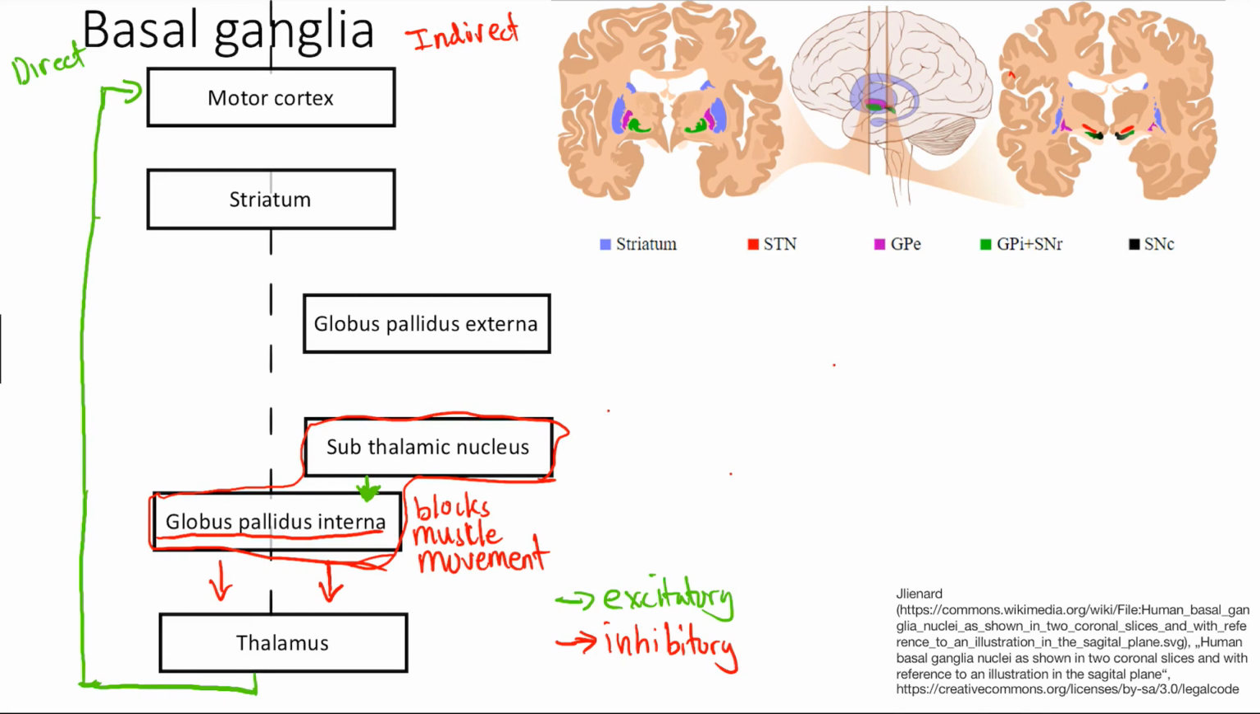Direct pathway is striatum directly to the globus pallidus interna, and it's going to send inhibitory signals there. So you're going to take out the blocker of muscle movement. You're removing that, so you're actually going to be promoting muscle movement, okay? So the direct pathway promotes movement, and that's why I've done the direct pathway in green, just to emphasize that it's promoting movement.